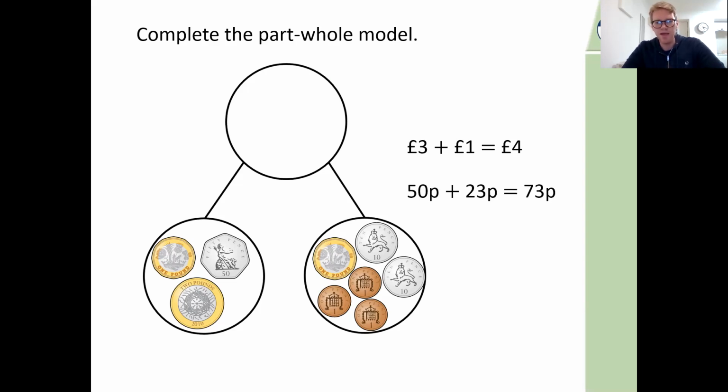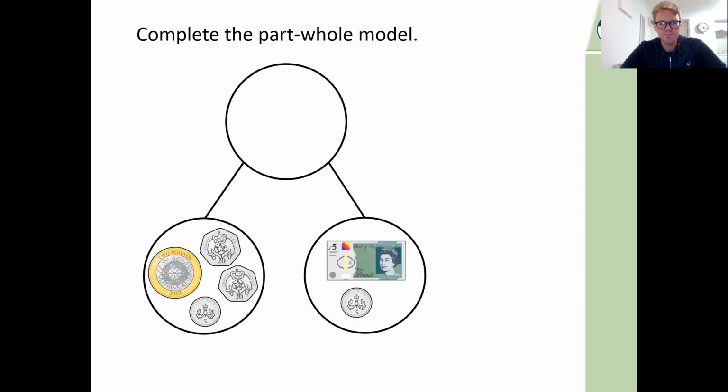It's 73p. So really what we're doing there is almost like partitioning, when we used to partition a tens number like 23 into the tens, the 20, and the ones, the 3. And it's very similar here. We're partitioning the pounds and the pence separately. And that does make it a little bit easier to add up. So here we've got £4 and 73p.